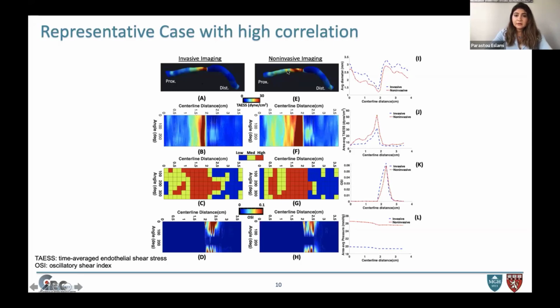On the top panel, you can see the comparison between the 3D shear stress and the 2D cross-sectional shear stress pattern, the categorical shear stress pattern, which has been shown to be an important predictor in literature based on IVUS studies, and oscillatory shear index, which is another hemodynamic factor proven to be important in plaque analysis.